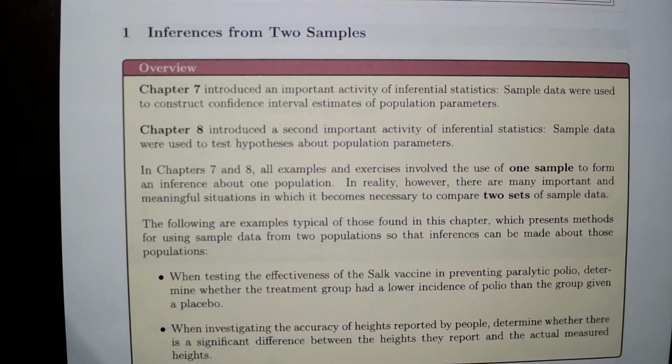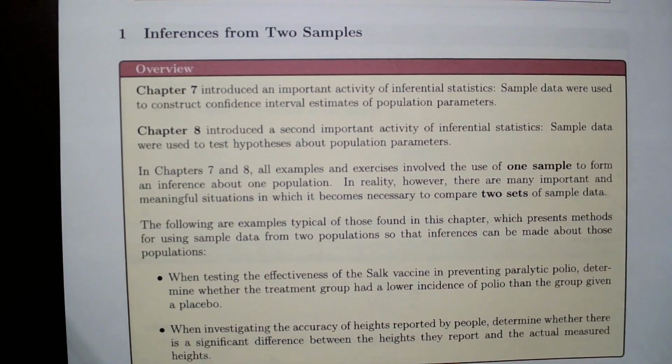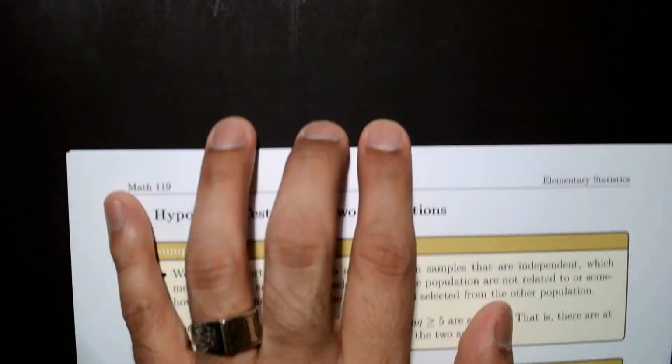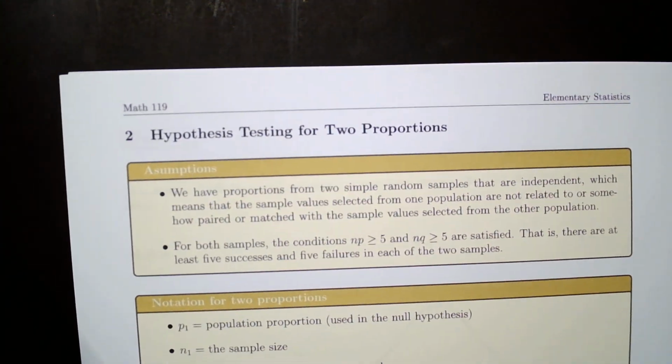That is, we are going to look at two different sets and study the same parameters to make inferences about which one is larger than the other, or vice versa, or if they are totally different or maybe the same. So the first thing we're going to do is hypothesis testing for two proportions.